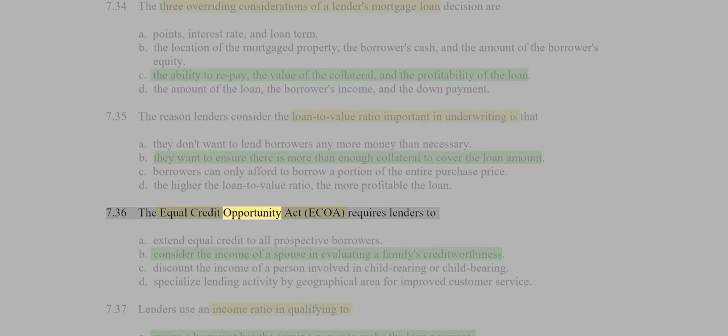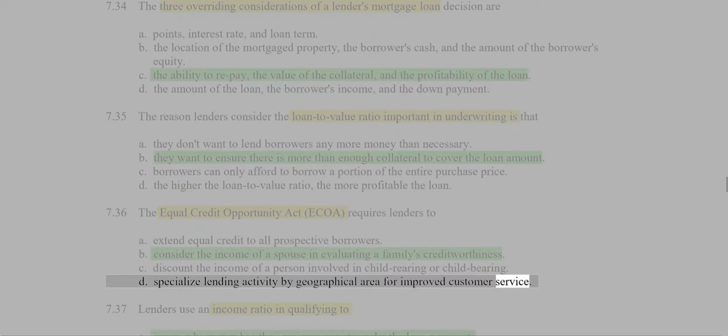7.36 The Equal Credit Opportunity Act, ECOA, requires lenders to A. extend equal credit to all prospective borrowers. B. Consider the income of a spouse in evaluating a family's creditworthiness. C. Discount the income of a person involved in child rearing or childbearing. D. Specialize lending activity by geographical area for improved customer service.